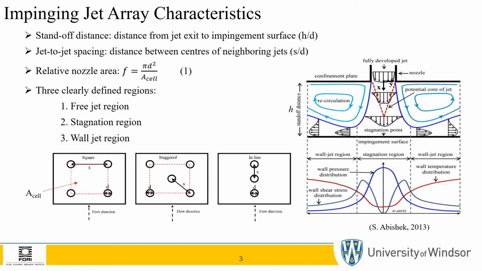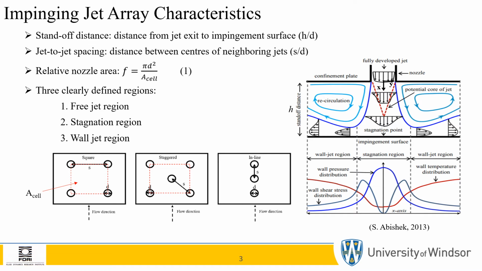We can see by the dashed red lines a cell area which is clearly defined for the square and staggered array types. Many of the correlations for these array types define a relative nozzle area defined by equation 1, which is the jet area to cell area ratio. Moreover, it is important to note three distinct regions of the free jet: the stagnation region, the free jet region, and the wall jet regions.